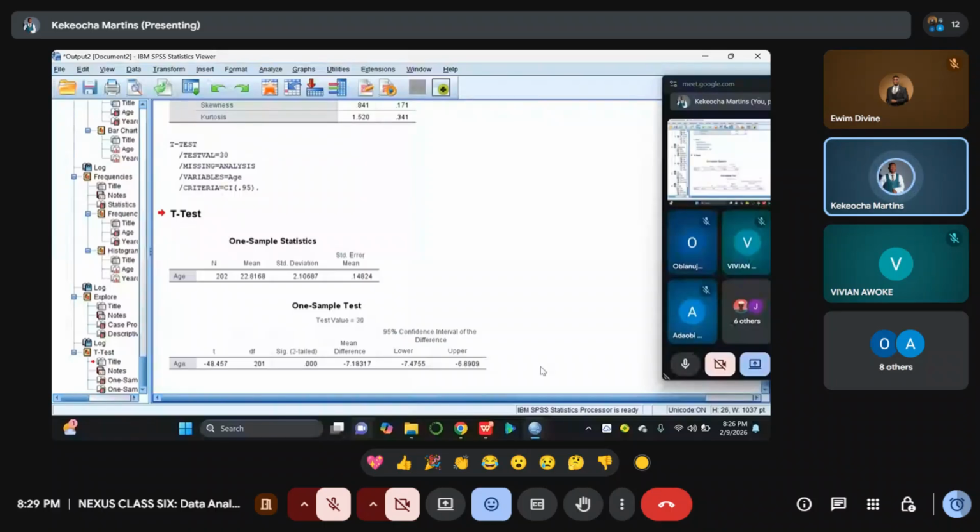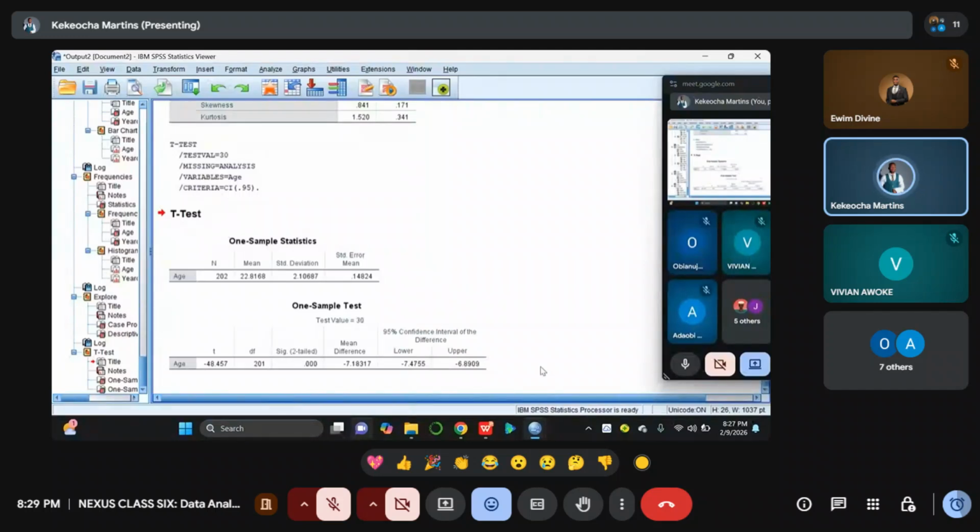Now, this t just means your sample mean 22 minus 30, which is 8 point something or 7 point something thereabout, divided by the standard error of the mean. That is how you get t. You can still check that up later. You see that it corresponds to it.